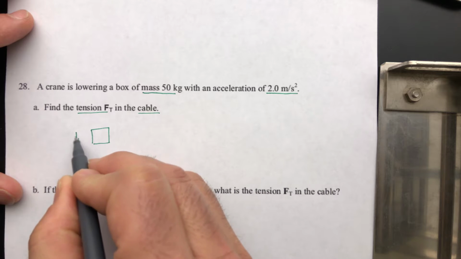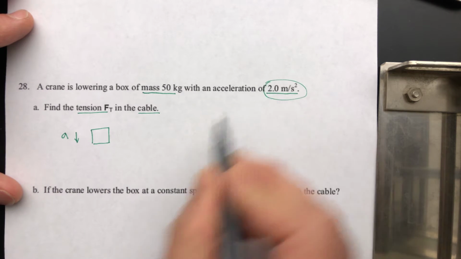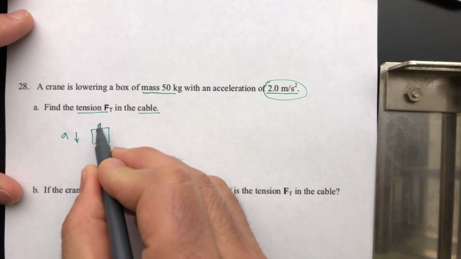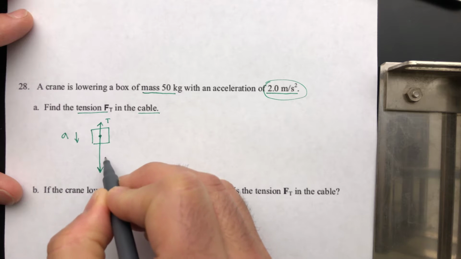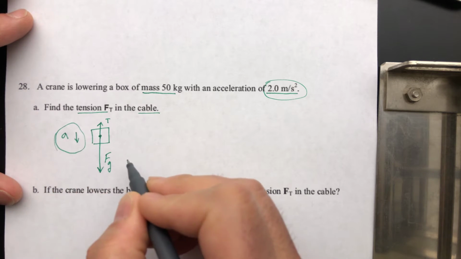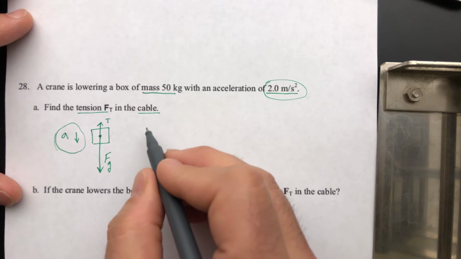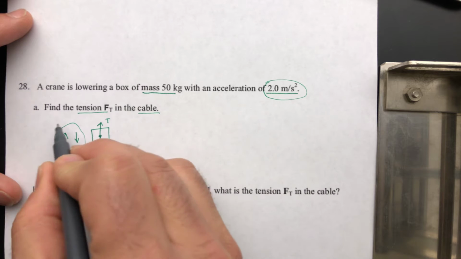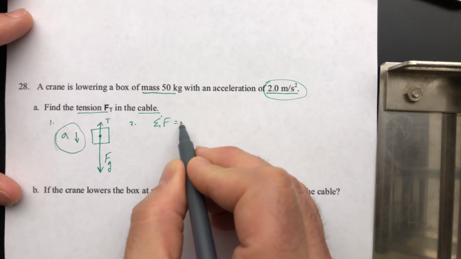The first thing I'm going to do is indicate the acceleration, which is downwards, 2 meters per second squared. And that tells me that the tension up has to be less than the force of gravity down, because the net force is in the direction of the acceleration, and the net force is the imbalance of the forces. Step 2 is to write Newton's second law, sum of the forces is equal to ma.